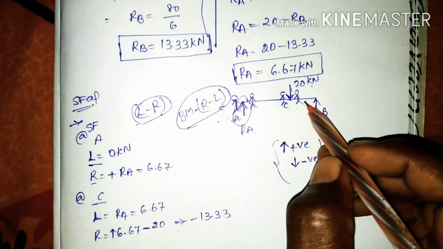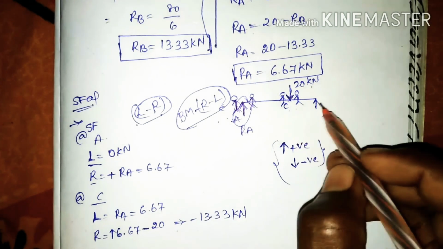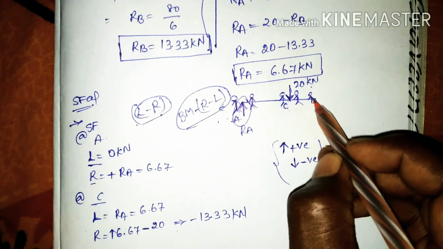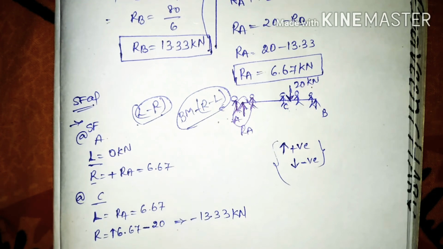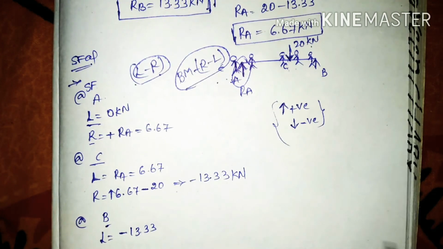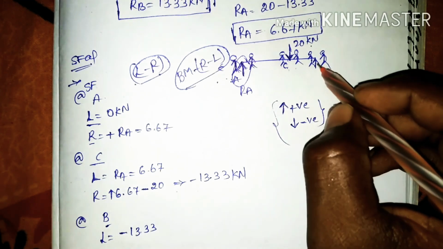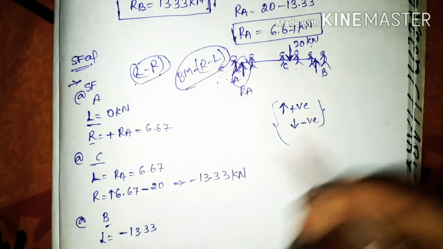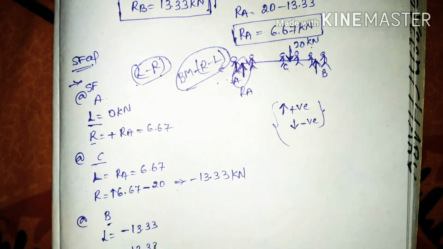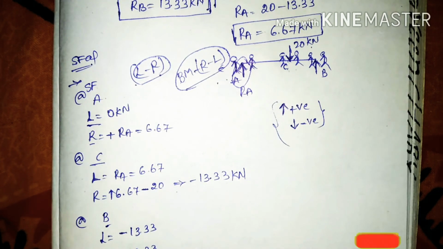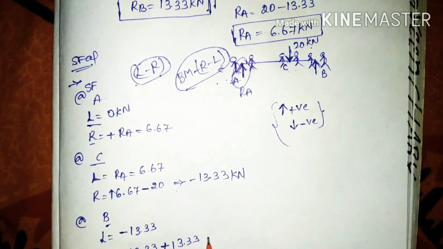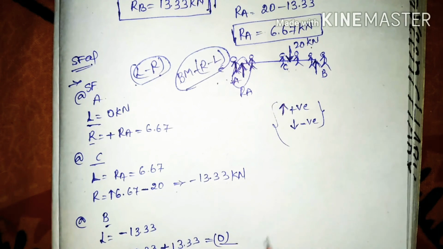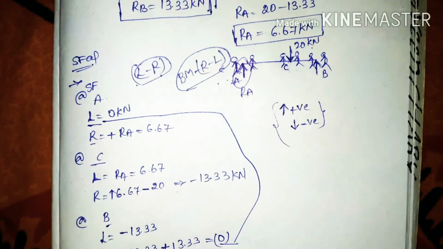Kilonewtons. And while moving from C to B, for the left of the B, I am going to have minus 13.33, and after the B, right, I have an upward reaction, that is positive with a magnitude of 13.33, which brings the value to 0 on the reference line. These both are on the reference line.